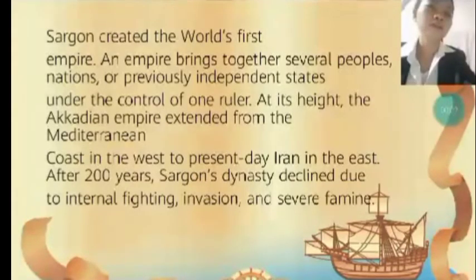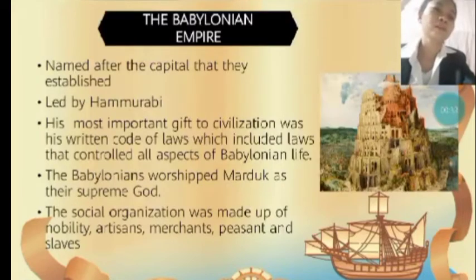Sargon created the world's first empire. An empire brings together several peoples, nations, and previously independent states under the control of one ruler. At its height, the Akkadian Empire extended from the Mediterranean coast in the west to present-day Iran in the east. And after 200 years, Sargon's dynasty declined due to internal fighting, invasion, and severe famine.